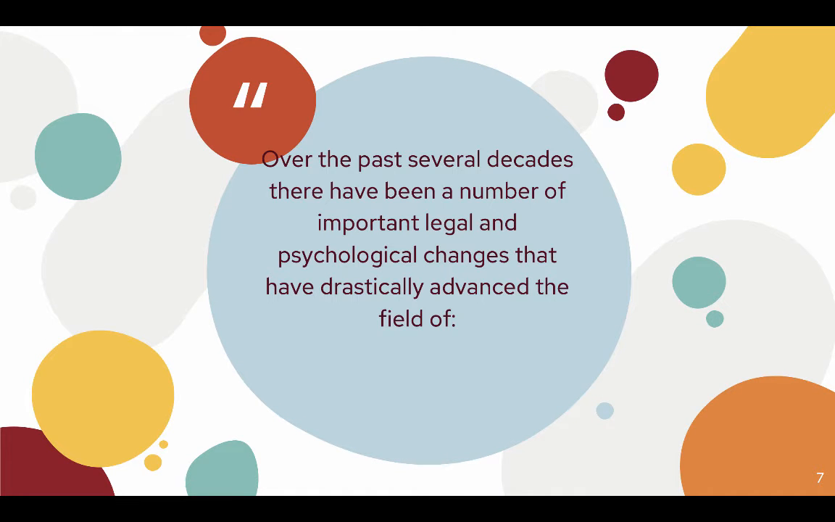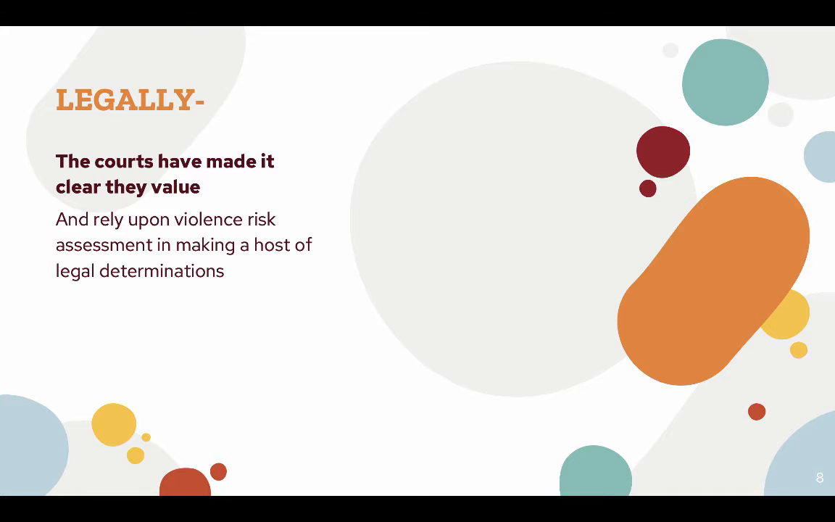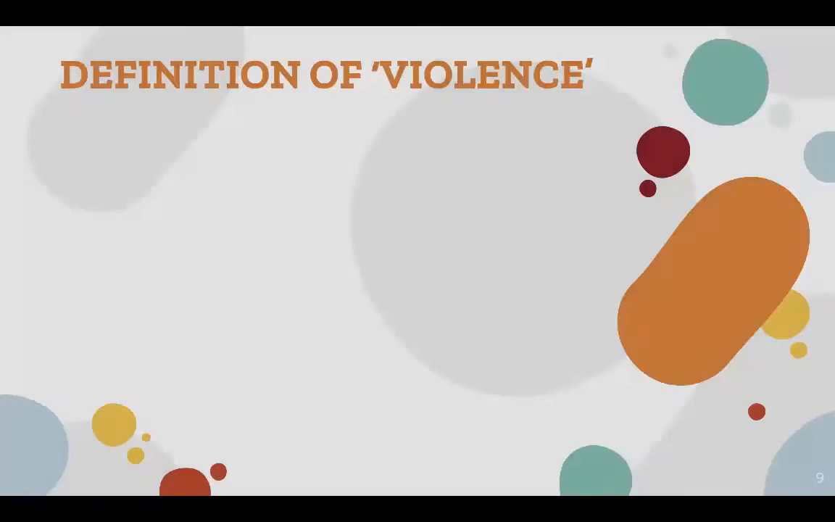Over the past several decades, there have been a number of important legal and psychological changes that have drastically advanced the field of risk assessment, which is what we're talking about right now. So legally, the courts have made it very clear that they value and rely upon violent risk assessments in making a host of legal determinations. Despite the limitations of these risk assessments, empirically, the literature has made amazing progress from making a more concerted effort at identifying the relevant risk factors to devising structured actuarial approaches to assess violent risk.